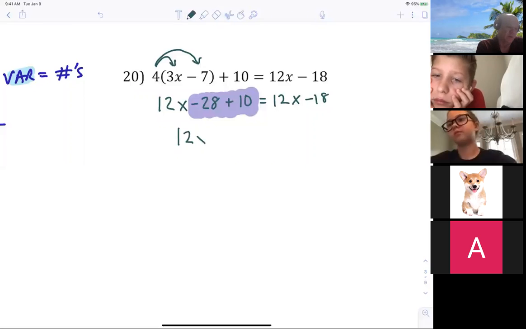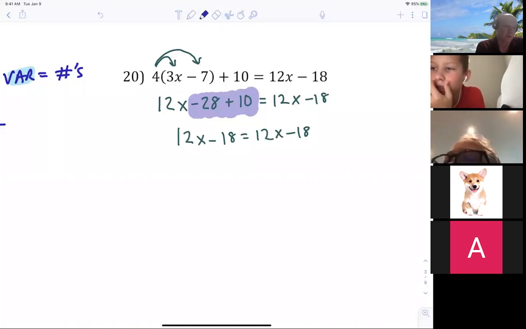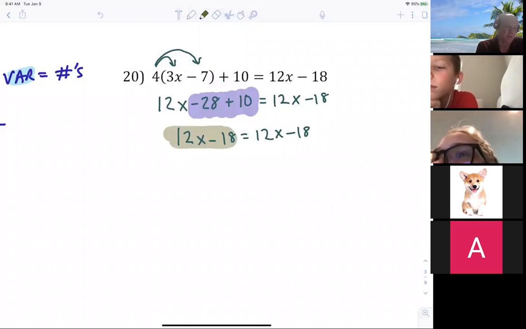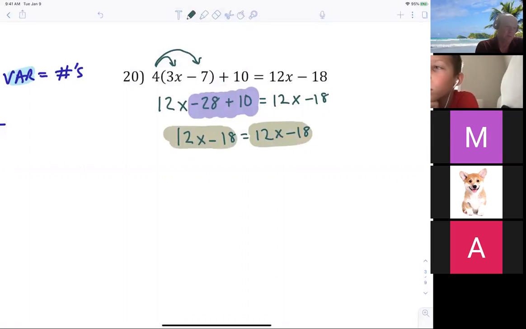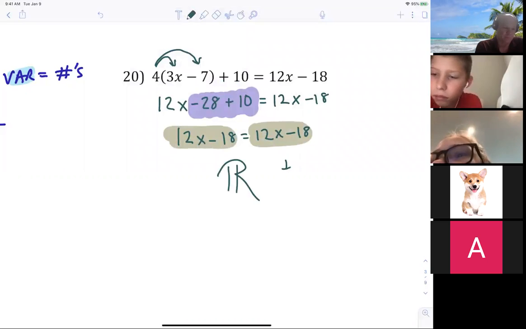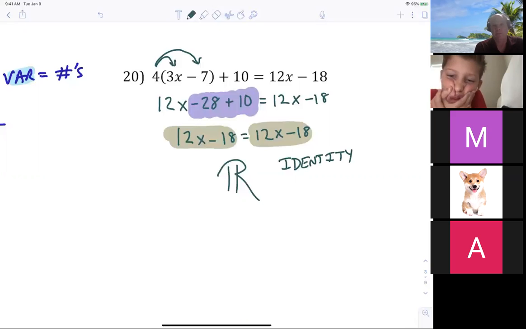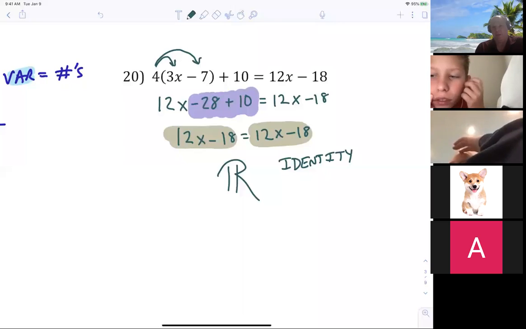So that gives me 12x minus 18 equals 12x minus 18. Now, what did I say earlier in the unit? All right, this 12x minus 18 always equals 12x minus 18. So we say this is all real numbers because it is an identity. All right. Now speak up if you don't know what I mean by 12x minus 18 equals 12x minus 18. You should recognize that.